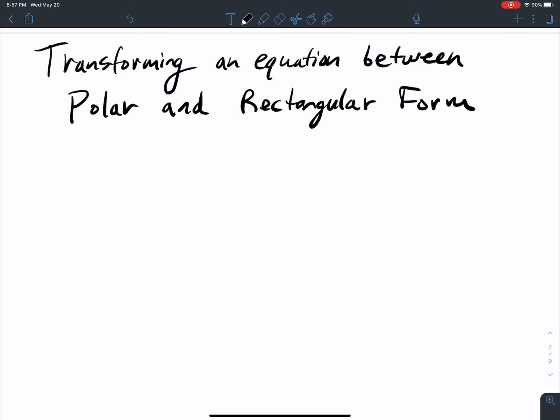So in this video, we're going to talk about how to transform equations from polar to rectangular form. Then I'm going to show you how to transform an equation from rectangular form to polar form.